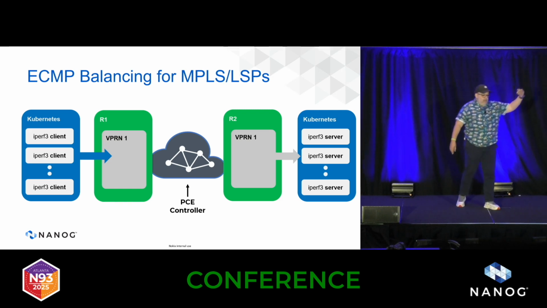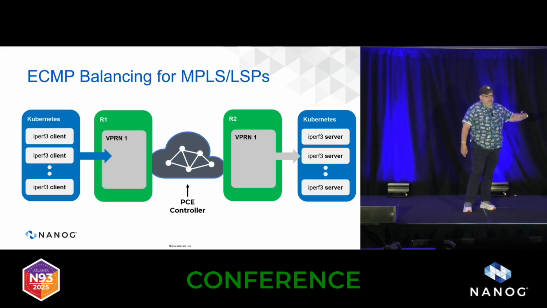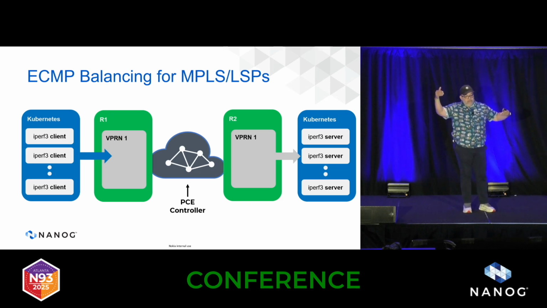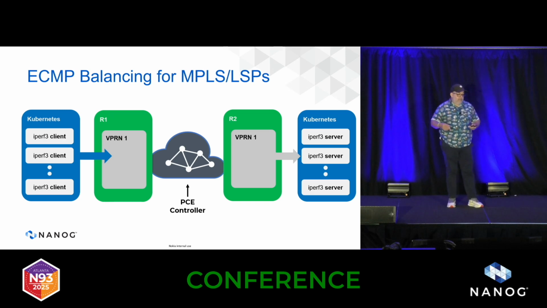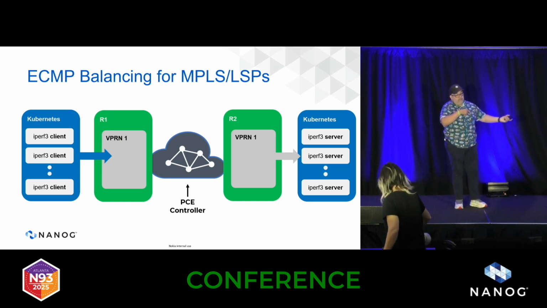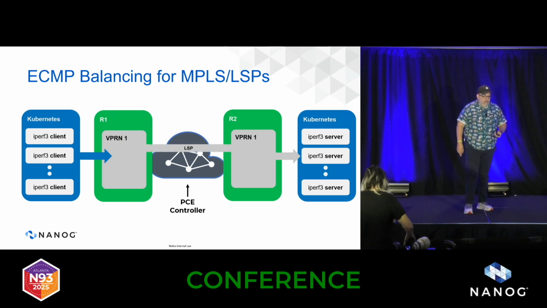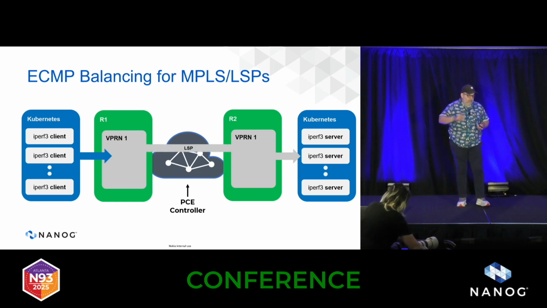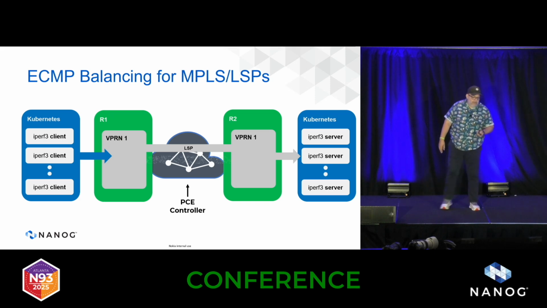This is basically what we're going to test. We have a Kubernetes cluster creating a bunch of iPerf clients on one side, and a Kubernetes cluster on the other side creating a bunch of iPerf servers, running a VPRN with 2 interfaces. It's the same case. The only difference is that in this case, the 2 interfaces are in different routers, while in the example I did before it was the same router. We will have a PCE controller that is going to enable or disable the different LSPs going through the network.